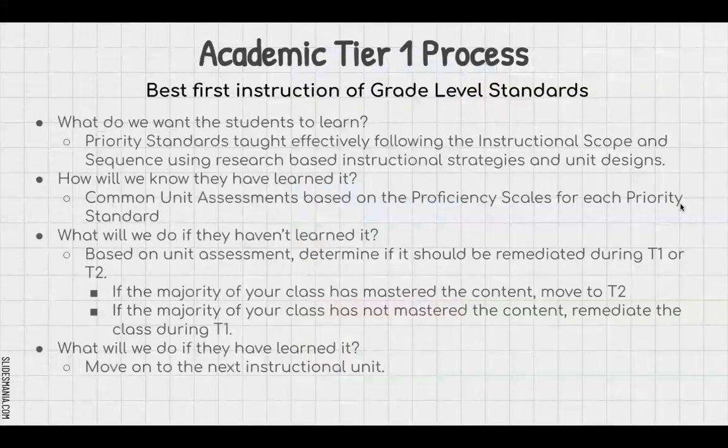So when we're doing any type of academic or behavioral process, there are 4 questions that we should always ask ourselves. You're going to see those 4 questions over and over again in the next 3 slides. The first question we want to ask is, what do we want the students to learn? In tier 1, it's priority grade level standards. How will we know if they have learned it? We should have some type of common unit assessment that's based on the proficiency scales for the priority standards.